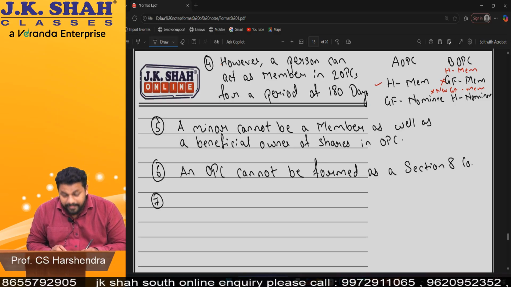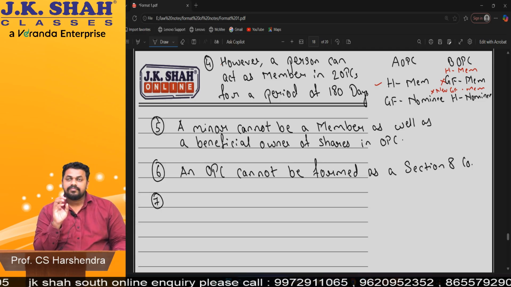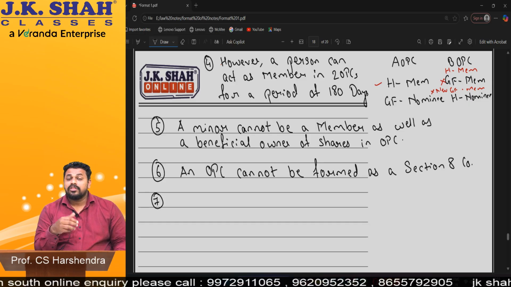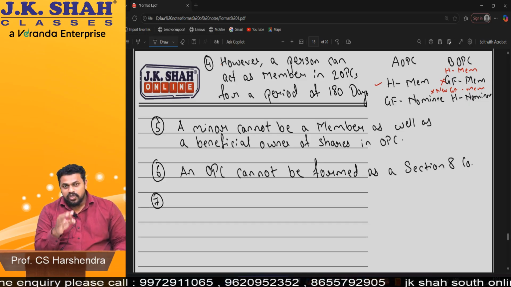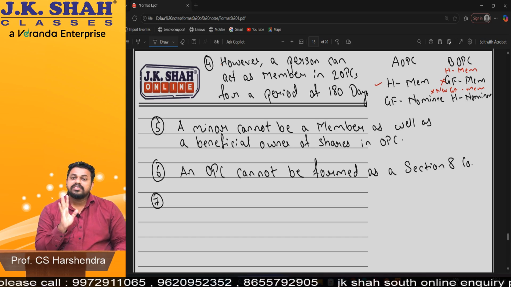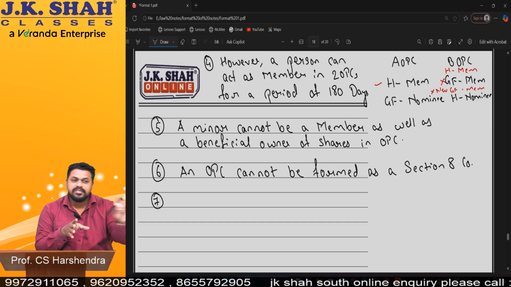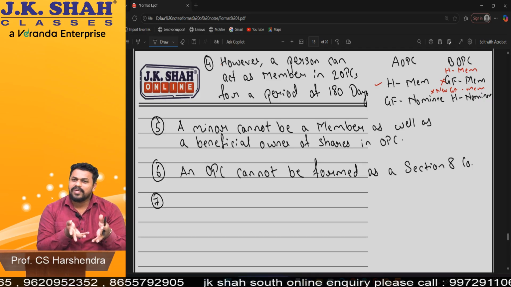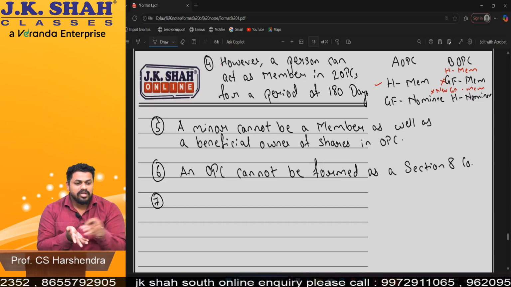7th point. Now what is 7th point? I'll tell you. See, in your book it is written: an OPC cannot be formed as a company carrying on the business of non-banking financial investment activities. In short, an OPC cannot be formed as an investment company. Now what is investment company, you know? Any company whose ordinary course of business is to invest in other companies' securities. Example, mutual funds, asset management companies. Why? Because it is their ordinary course of business.